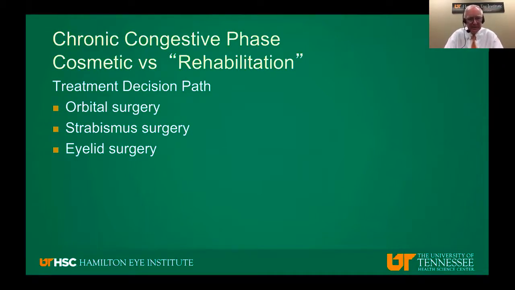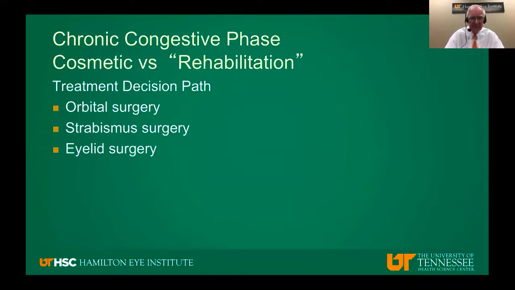People say that a lot of this is cosmetic in the chronic phase. If you talk to a number of these people, they have orbital congestion. They feel their eyes all the time. They have discomfort associated with it. They have pain. And so in the phase where they have a chronic congestive orbit, at the other end of Rundle's curve, I use a treatment decision path. Because I'm an oculoplastic surgeon, this is where I do most of my intervention.